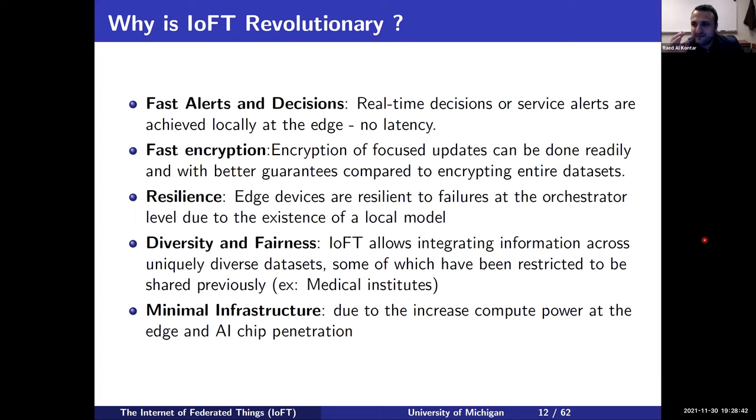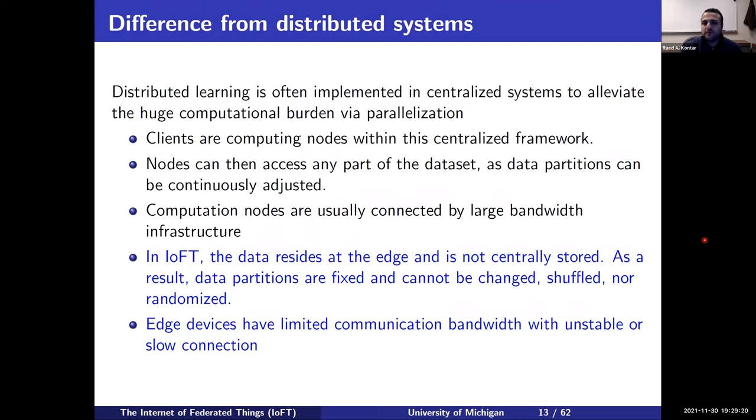Diversity and fairness is also a big advantage. Think about hospitals. Previously, it was very hard for two hospitals to collaborate and share data to learn better models because of the HIPAA Act. However, with such an IoFT system, they can actually collaborate without sharing raw data. This is why IoFT enables integrating information across entities that could not have done that before. Minimal infrastructure. As AI chips infiltrate the market more and more, the infrastructure needed to achieve the transition from IoT to IoFT is minimal.